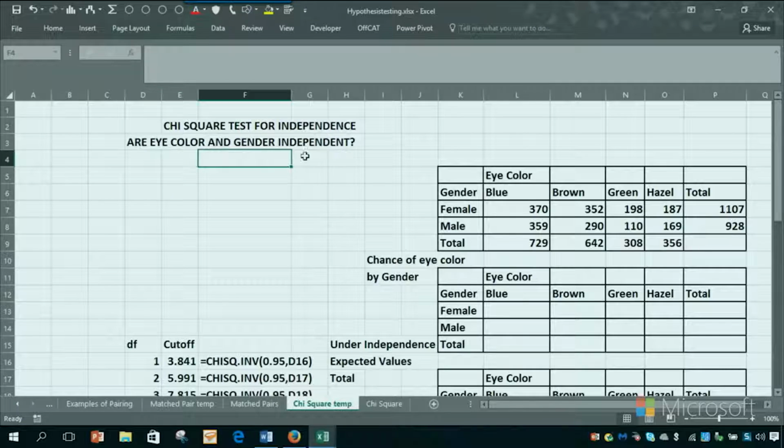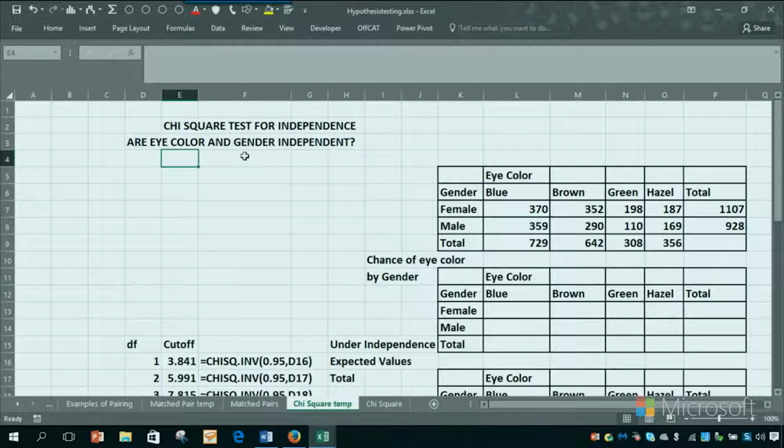So it's only fair we do a hypothesis test involving categorical data. And the most important hypothesis test involving categorical data is the chi-square test for independence. So let's start with an interesting example. Are eye color and gender independent?